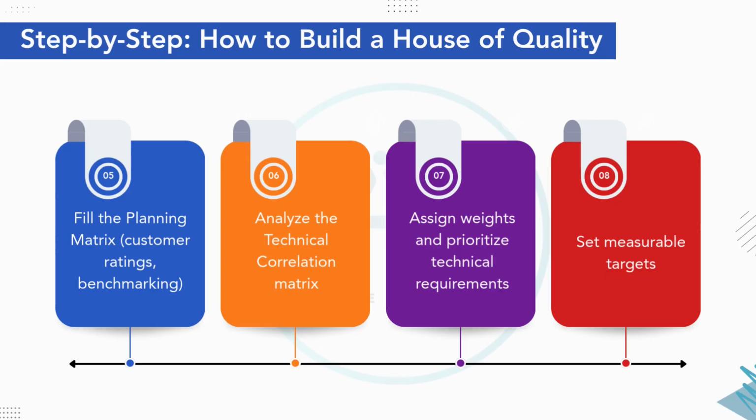6. Analyze the technical correlation matrix. Also called the roof of the house, this step helps detect whether technical requirements support or conflict with each other. Understanding these synergies or conflicts is crucial for alignment.